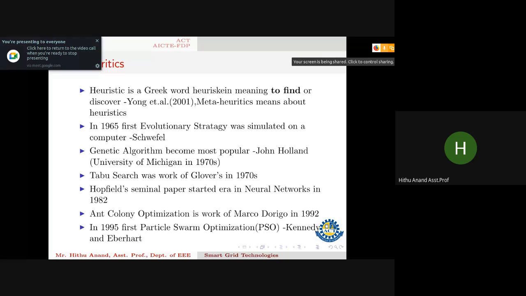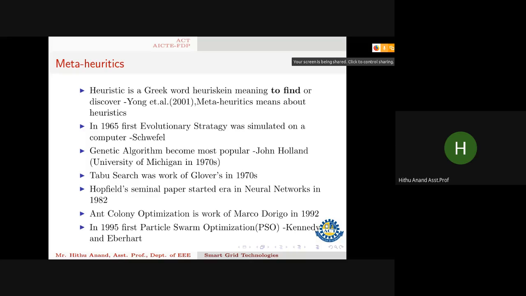In 1965, the first evolutionary strategy, one of the algorithms, was introduced and identified to solve nonlinear problems very effectively. It was taken from the reference. Then the genetic algorithm came from the University of Michigan in 1970. John Holland wrote a book on genetic algorithms that is still famous, and we are aware of how the genetic algorithm works in solving such problems.